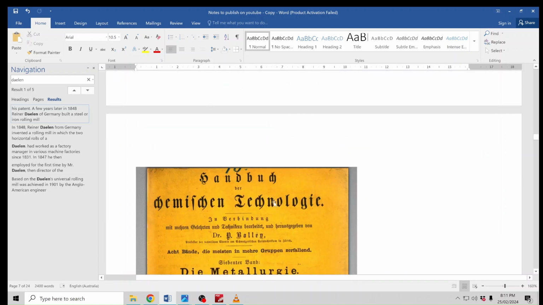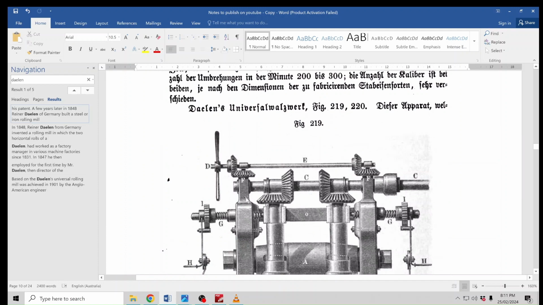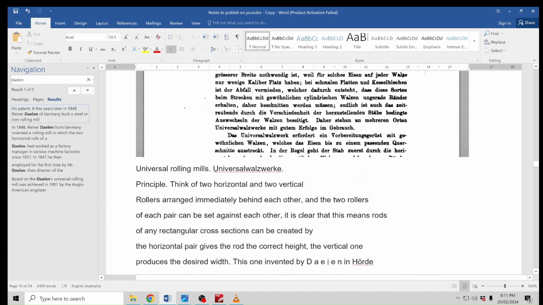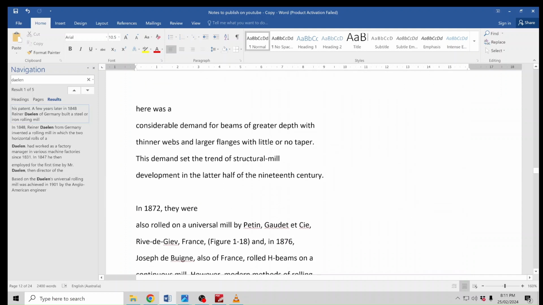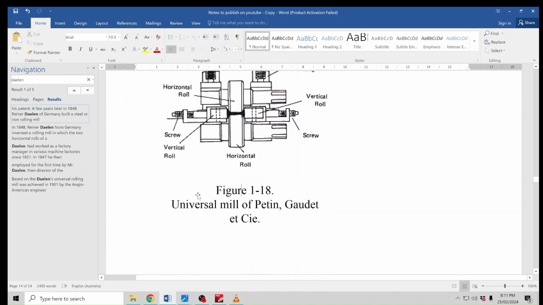So now let's get past that. This is an old German thing. That's Dalen's. A little bit about the French here that I translated, but we won't really get into that.